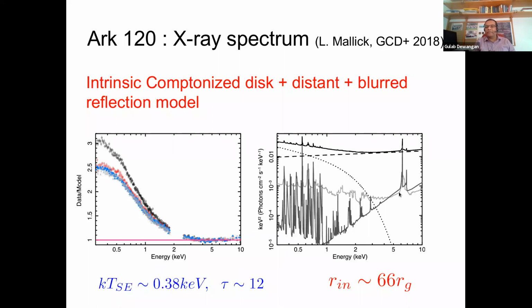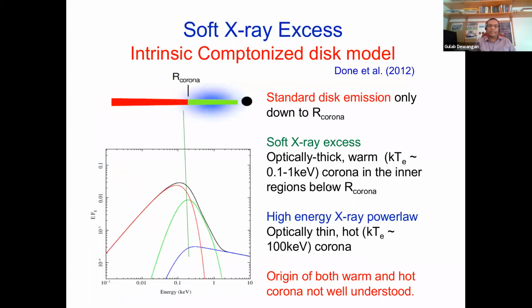The reflection from the torus is not really modified by strong gravity there, so you see narrow emission lines from the torus. And when you include all these things, you need a strong blackbody kind of component for the soft excess. This component can arise due to comptonization in the inner regions of the disk. That is another model for the soft excess.